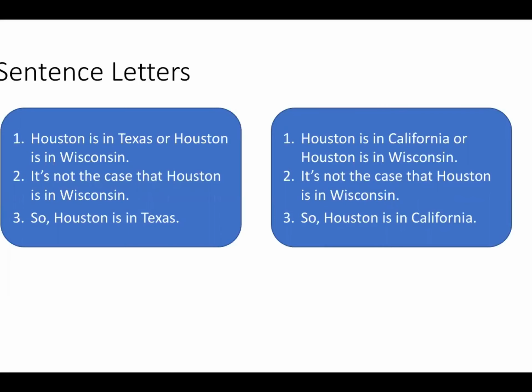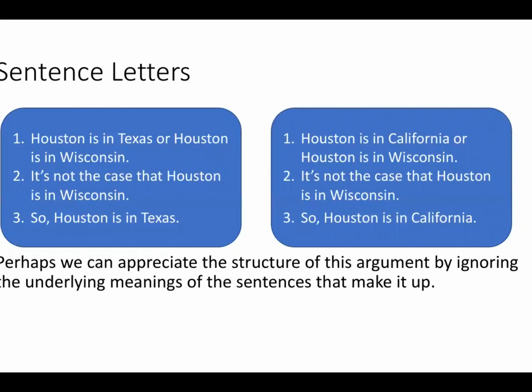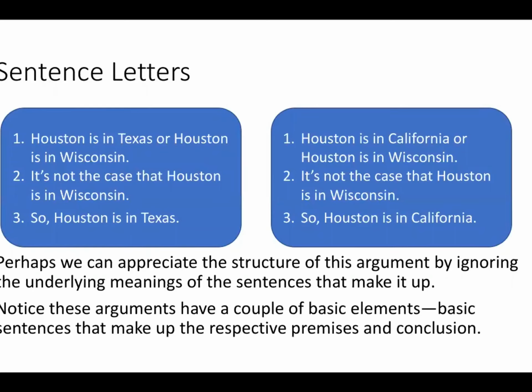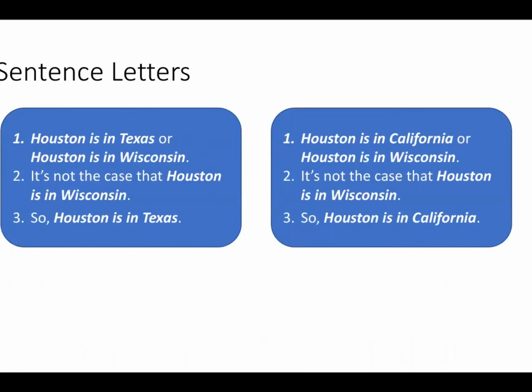Okay, well again, the idea is to get a sense of what the structure of these two arguments are. We want to abstract away, in other words, from the meaning of the sentences that make up these arguments to appreciate what the underlying syntactic structure is that the arguments share. So, one thing that we might notice here is that these arguments have a couple of basic elements, basic sentences that make up the respective premises and conclusions that compose these arguments. So here are the basic sentences.